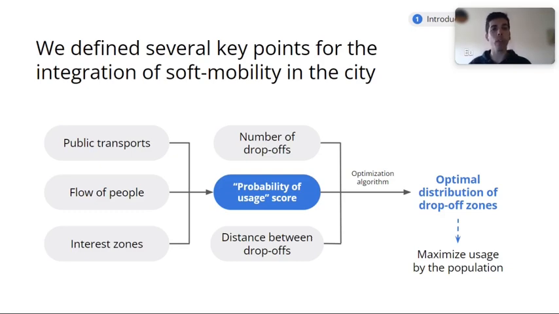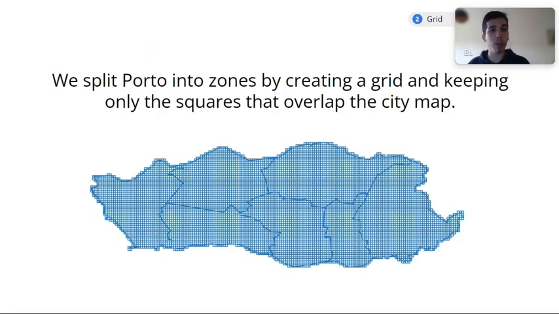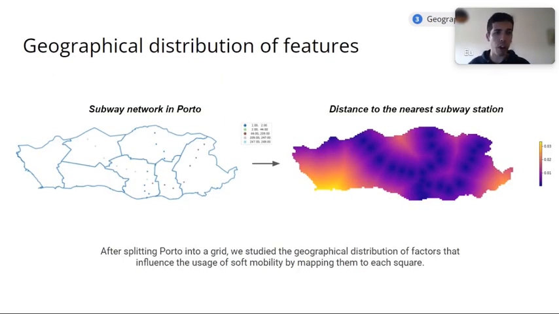These zones that I'm talking about are basically little squares that we created, splitting the city into a grid of more than 7,000 little squares, and in each one of these little squares we can attribute several features, several characteristics that are then used to create a score per each one of the squares. These features are various. They are all related with the three main factors that I talked about in the beginning, and here we have an example of the distance to the nearest subway station.